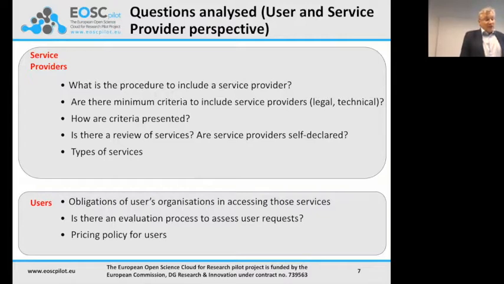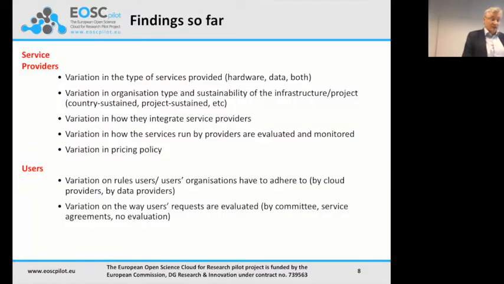And then from the user side, we know that there could be obligations of the user organization in accessing services, depending on what type of service provider and under what conditions these services are provided. And then for many of the public providers of services, there could be an evaluation process. As a researcher, you have to apply for access to some resource. And also, of course, if it's more commercial, or that applies to some of the public service providers too, what are the pricing policies and if you have to pay.